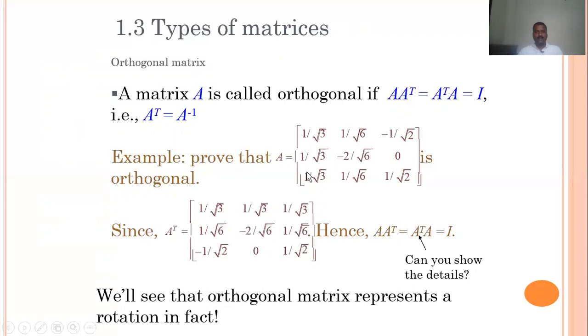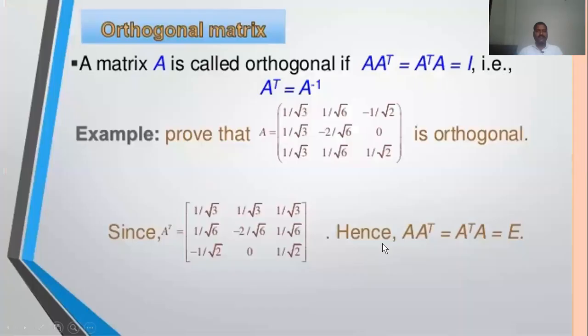Here is an example. You can verify yourself. Take A transpose, multiply, you will get an identity matrix. Here it is. A transpose is this matrix. A A transpose equal to A transpose A equal to an identity matrix. And geometrically, it's a rotation matrix. It won't stretch. It just rotates.